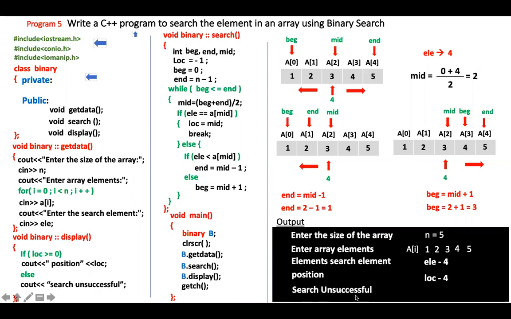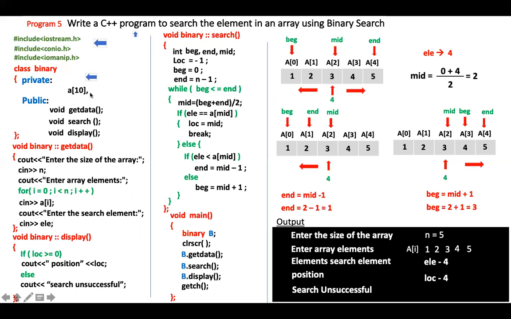If the element is not found, you'll write search unsuccessful. Now, since you have used an array, you will write A of 10. You can write A of 10, A of 100. It's your wish. Based on how many memory locations you give, that many memory locations will be taken for your array.